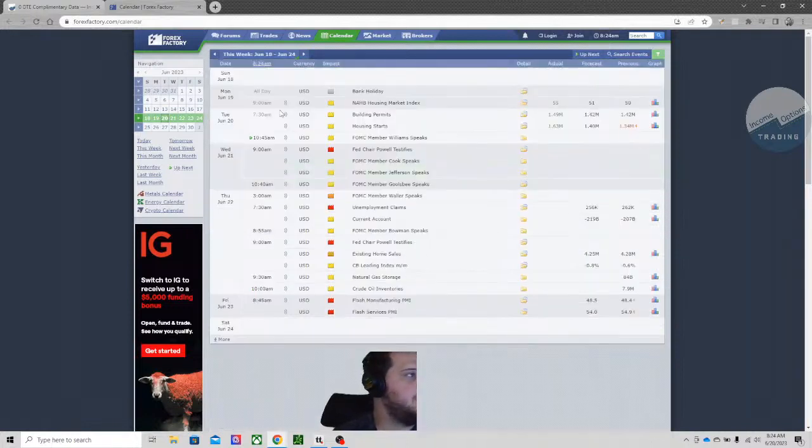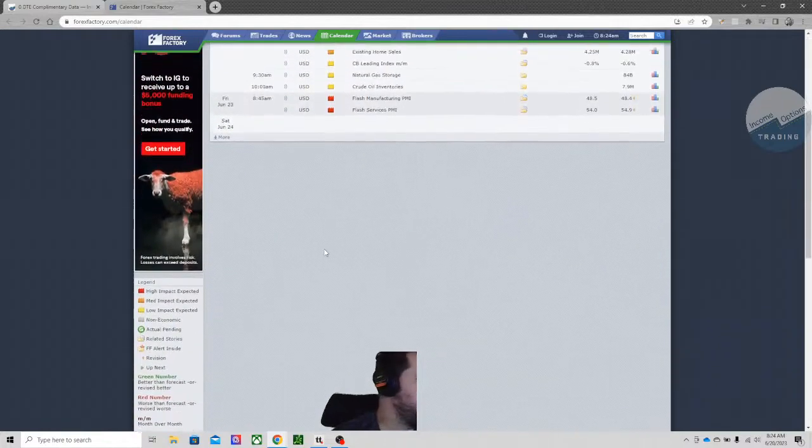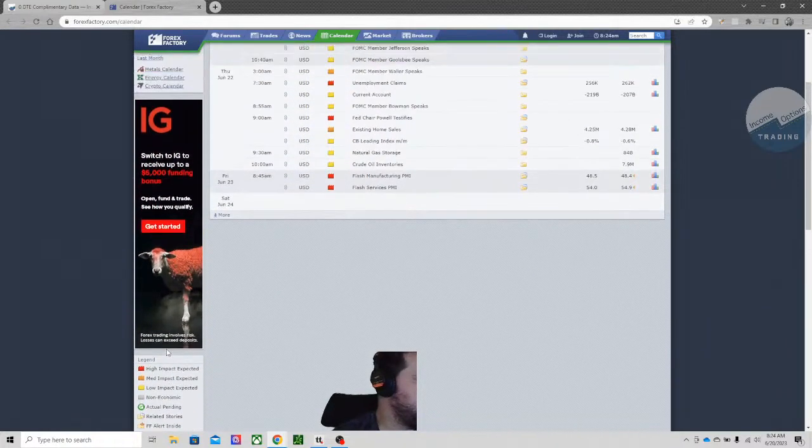So you can look. Monday, market was closed. Tuesday, nothing going on. So the yellow is low impact expected. Orange is medium impact expected. And red is high impact expected. So I usually trade around the red.